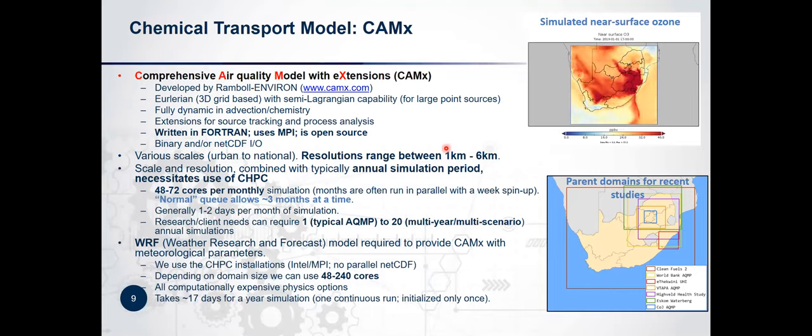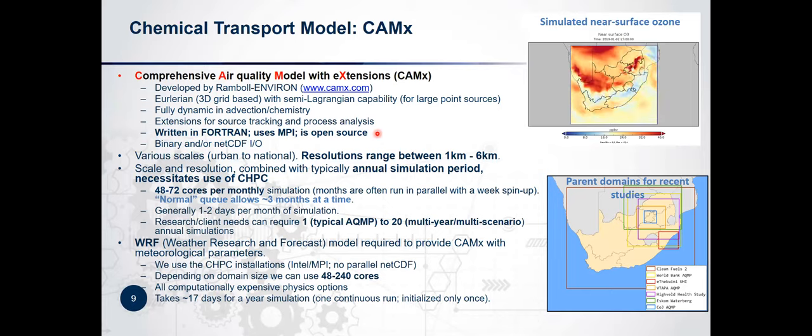So the model that we use is called CAMx. You can see at the very top here, this is a one-day simulation just to show a nice animation of ozone. This is simulated near-surface ozone over the country. It'll peak during the middle of the day. So we run CAMx on the CHPC. It's a chemical transport model. It also has extensions for source tracking and process analyses, which again can make it quite computationally expensive. It is an open source model written in Fortran and uses MPI.